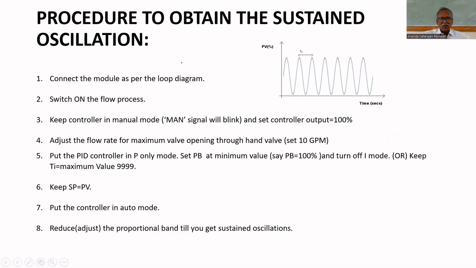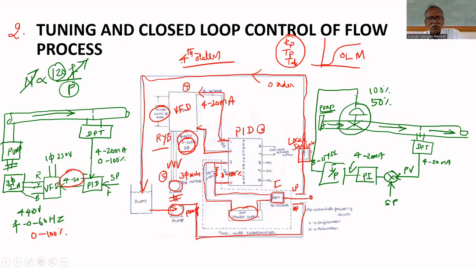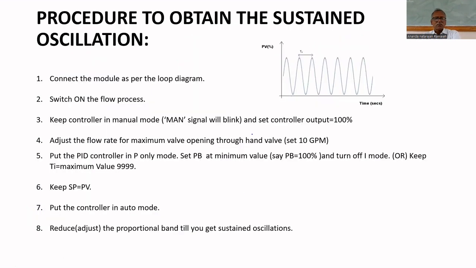Now, how to do the experiment, that we will see now. Connect the module as per the loop diagram. So this two-wire transmitter has to be connected as per the diagram, so that 1 to 5 volt will be given to the PID controller. That is the first step. Switch on, the pump will be turned on. Keep the controller in manual mode. The MAN signal will blink. It means it is in manual mode. Set the controller output equal to 100%.